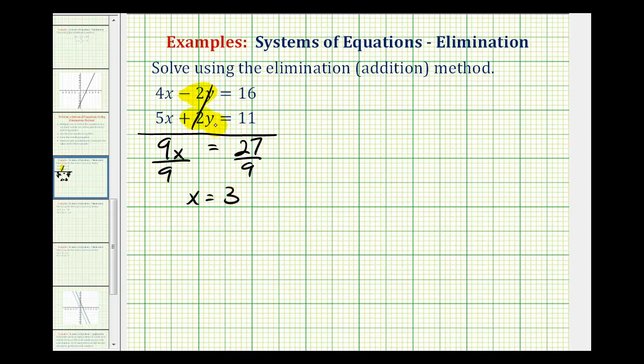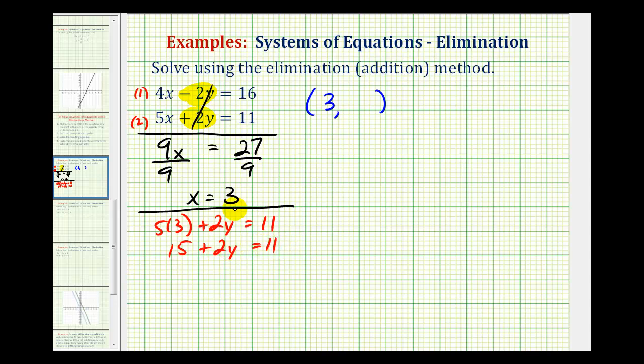Now remember, the solution consists of an ordered pair, meaning an x and y value. So we know x is equal to 3, but we still have to go back and determine the value of y. To do this, we'll substitute 3 for x in either equation 1 or equation 2. Let's go ahead and use equation 2. So instead of 5x, we'd have 5 times 3 plus 2y equals 11. Well, 5 times 3 is 15.